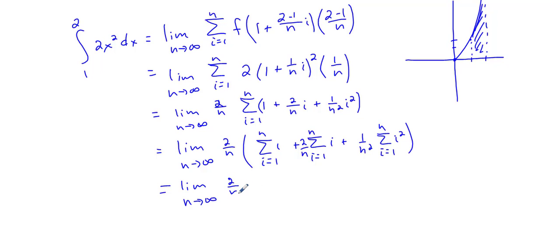Okay, 2 over n. This would just be 1n, and I don't like writing that because it looks like natural log. n plus 2 over n times, what's the sum from i equals 1 to n of i? Okay, n times n plus 1 over 2. And then 1 over n squared times the sum of i squared.